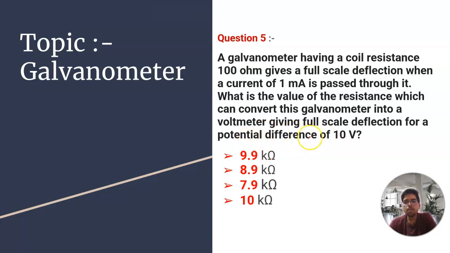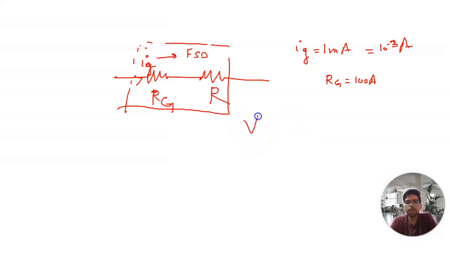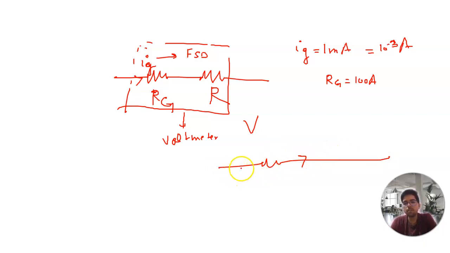Now they are asking what should be the value of this R so that I am able to measure a potential difference of 10 volt. So simply this is a voltmeter. So when you fix this voltmeter across, for example, a circuit in which some current is passing and there is some voltage drop, then you apply this voltmeter like this and you are able to easily measure the voltage.